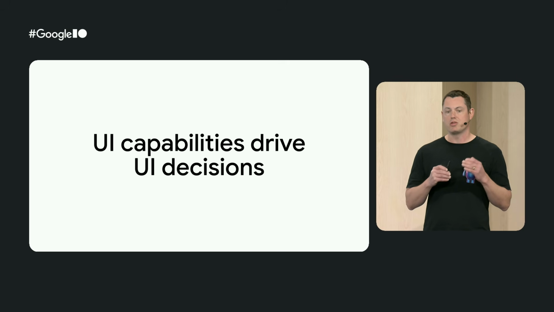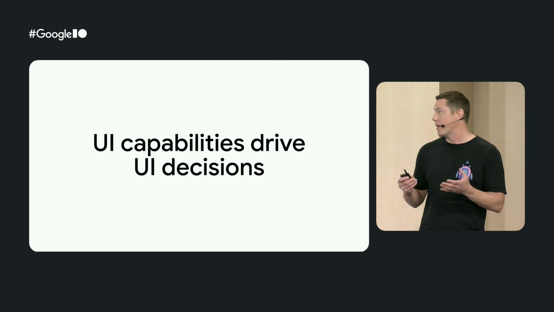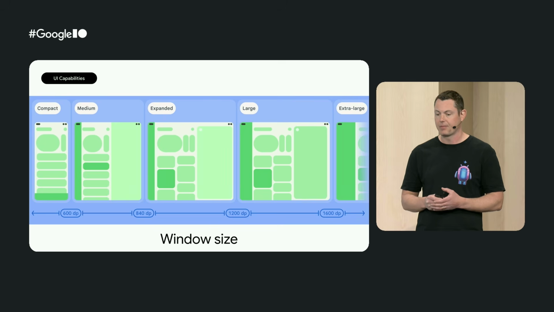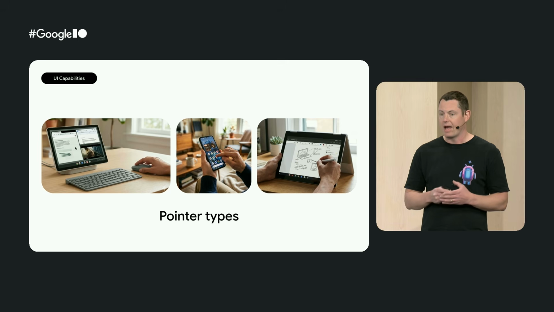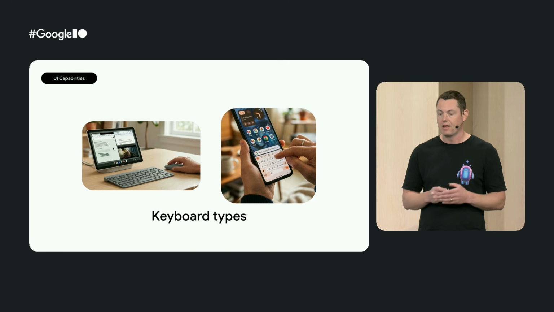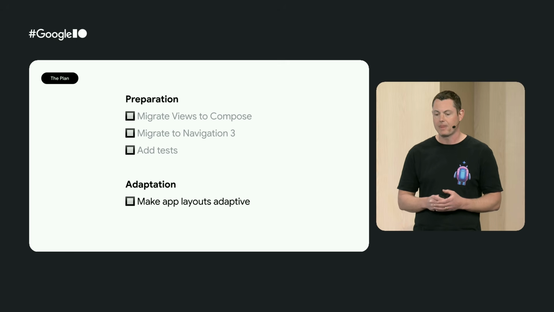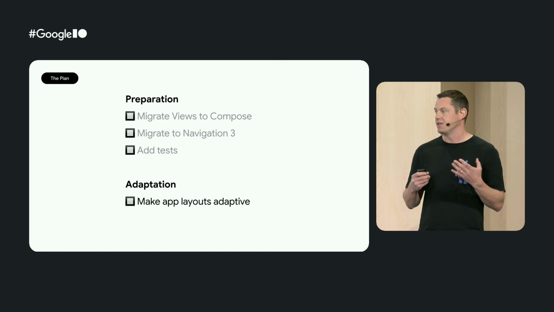So you use UI capabilities to drive decisions about your UI. And UI capabilities include things like window size and pointer types like mouse, touch, and stylus. And it also includes things like the type of keyboard being used and many other capabilities. And these capabilities can be used to change your UI at different levels.